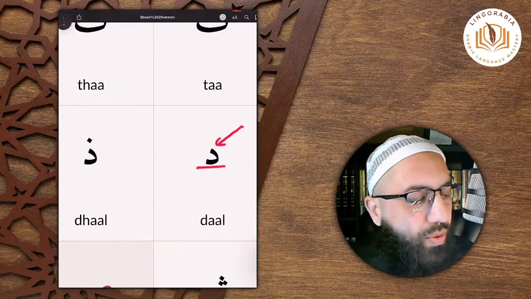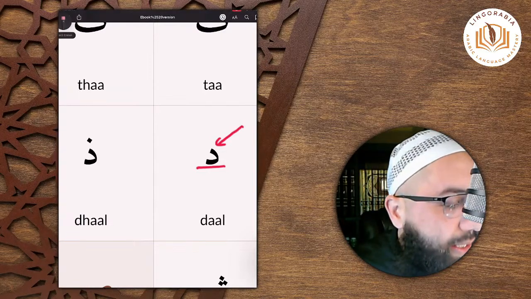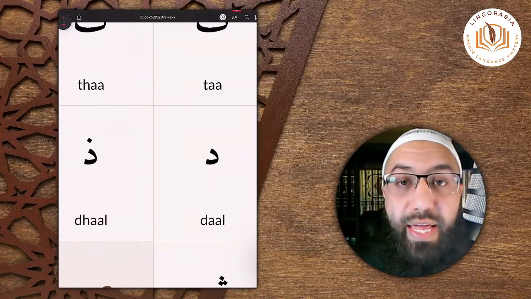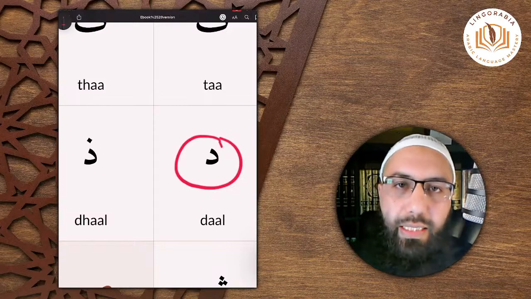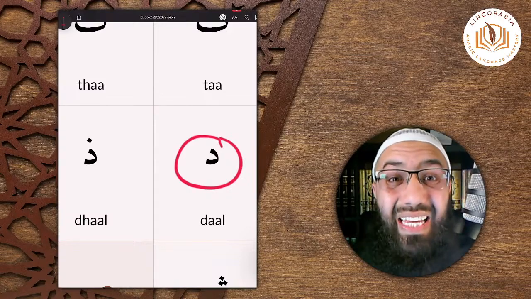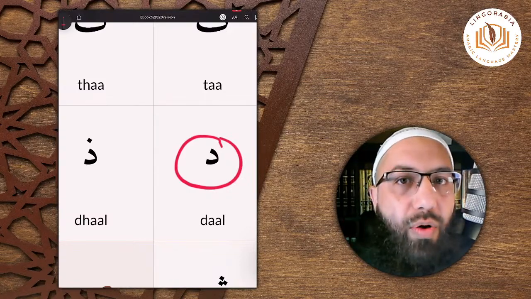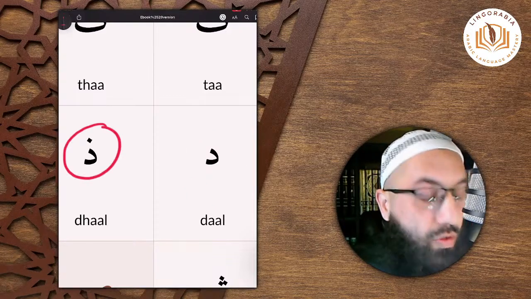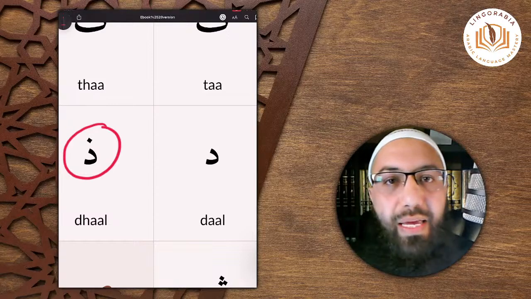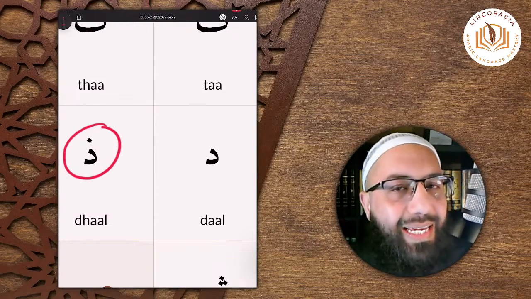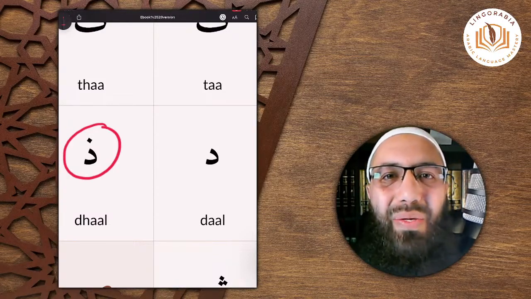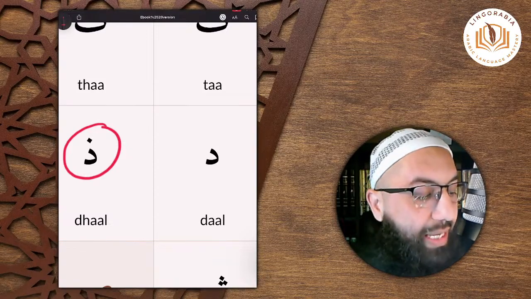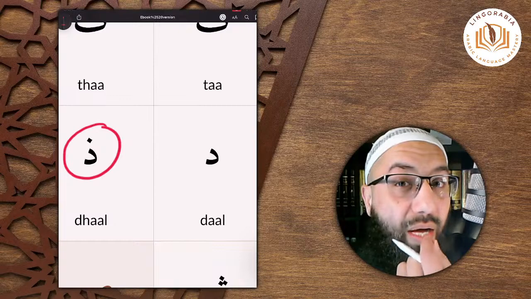So the mistake with the first one is, as I said, that it's pronounced heavily, and then this letter changes into another letter. Instead of the correct letter, you're making the sound of another letter. With the dhal, again, if you make it heavy, that's again another letter. So you have to keep it light. Put your tongue between your teeth.